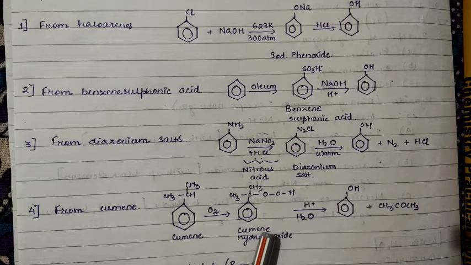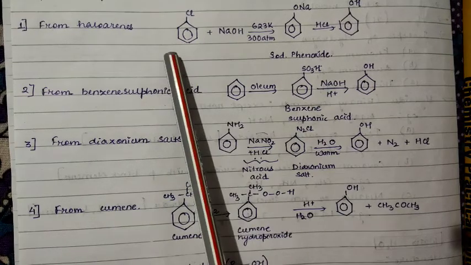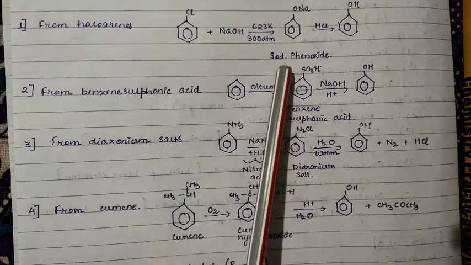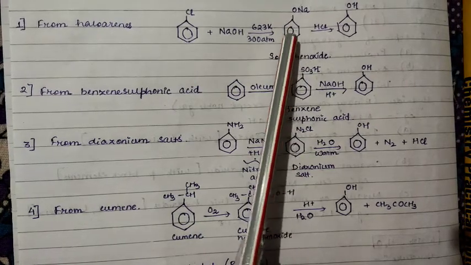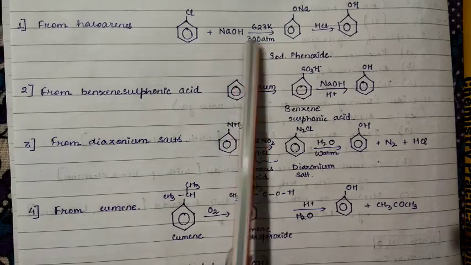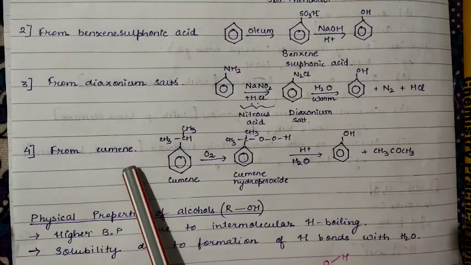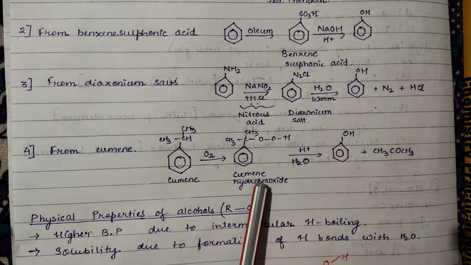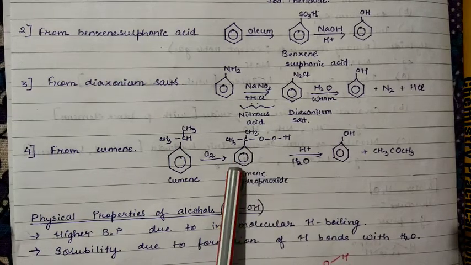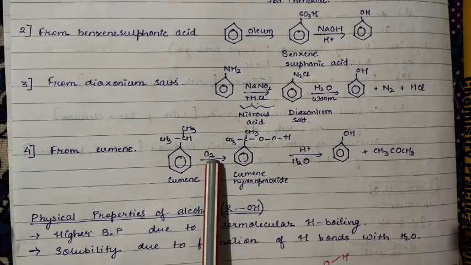Okay, if it is very confusing to you, then you can remember the names. Like for haloarenes, you can remember the name sodium phenoxide. For that you also have to remember the structure, then you will know what reagents to use in order to prepare this. Similarly, from cumene, you have to remember cumene hydroperoxide. Clear? If you remember this structure and practice a little bit, it won't be that difficult to remember the reagents, which is very important in order to write the reactions.